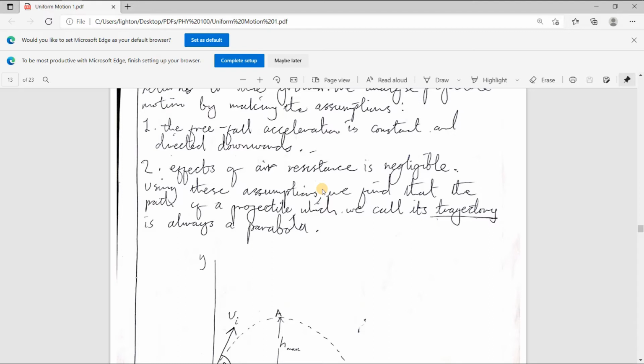So you can even define projectile motion as the motion of an object in 2 dimensions as it moves in a parabolic manner. Okay, it's the motion of an object in 2 dimensions in a parabolic manner. So an object moving in a parabola in 2 dimensions is a projectile, and it's undergoing projectile motion. And the effects of air resistance are neglected, of course.